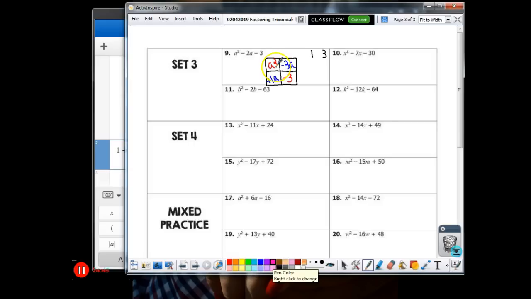So what times what gives me a squared? A times a. And then this would be negative 3. And then what times a gives me 1a? 1. Good. So my answer is a minus 3 times a plus 1. That makes sense?